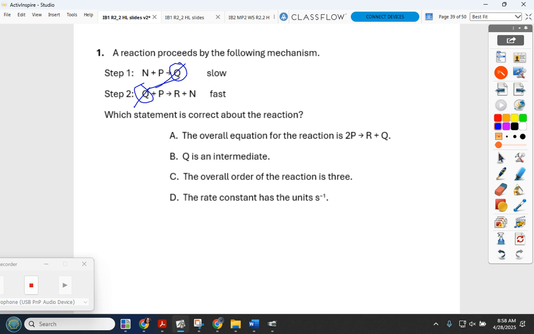What's N? It's a catalyst because it starts off in the reaction, but then it's regenerated over the course of the reaction. And it also would not appear in your rate equation for this. So yes, B is the correct answer.